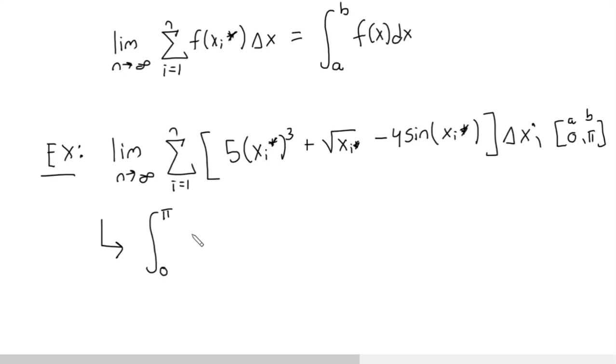Okay, and now I'm just going to write all of this. Instead of these xi's, I'm just going to write x's. So it's going to be 5x cubed plus the square root of x. Again, instead of these xi stars, I'm writing just x, minus 4 sine x. And remember, the delta x becomes dx. So dx right here. And that's really all there is to this.